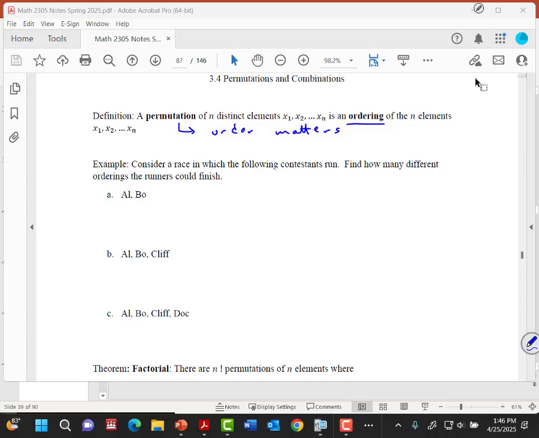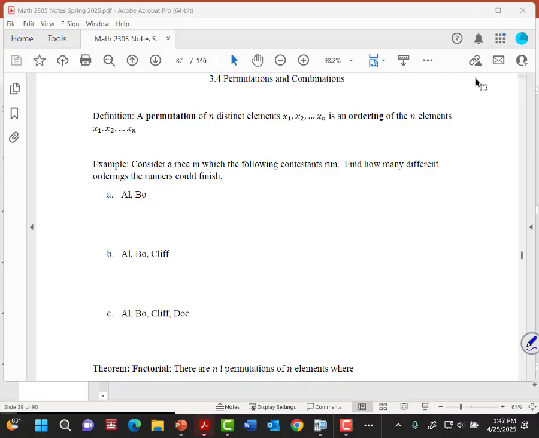Order is relevant. So you might see words like orderings or arrangements, or you might even see the word permutation, to give us this hint that the order is relevant to the question at hand. So let's do a couple of examples, and we will skip around and not necessarily do all of these. But let's do this first one. Consider a race in which the following contestants run. How many different orderings could the runners finish?